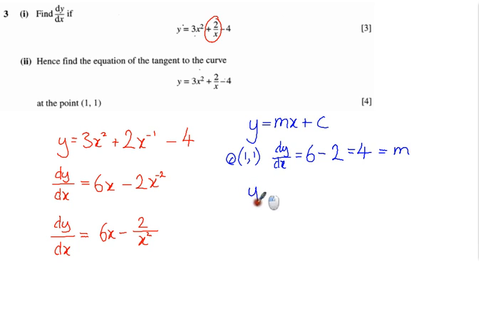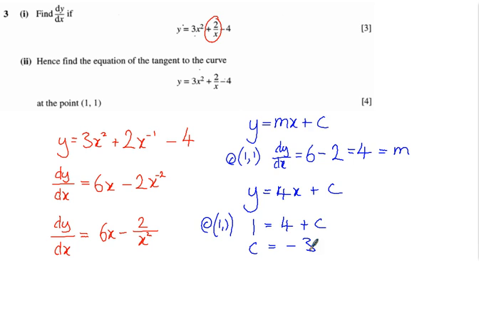And so the equation of our line is based on y equals 4x plus c. Again, we're given a point 1, 1. So at 1, 1, the value of y is 1. The value of x is 1. So 4 times that is 4. And we can use that then to find what c is. c is equal to negative 3.